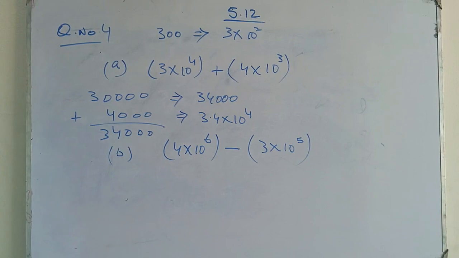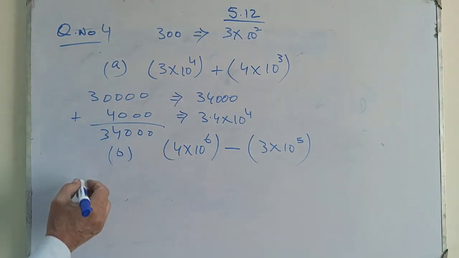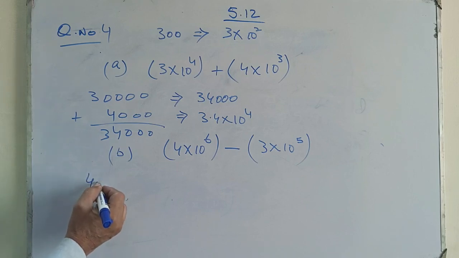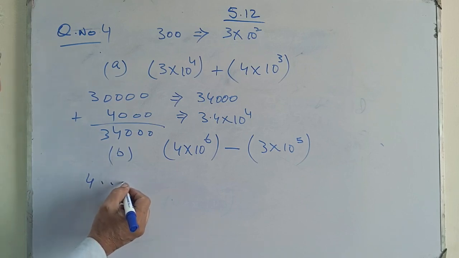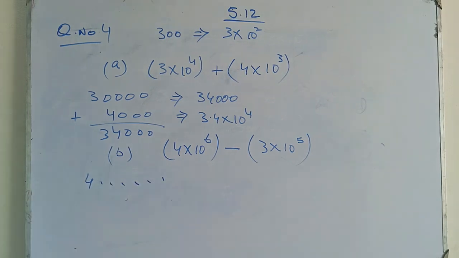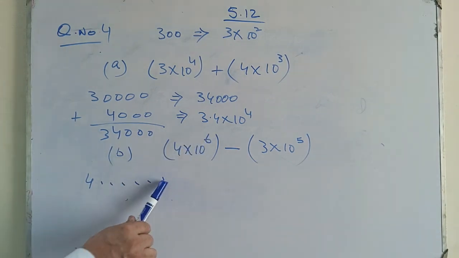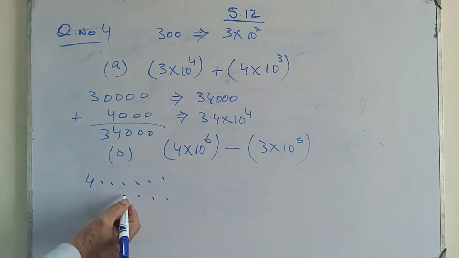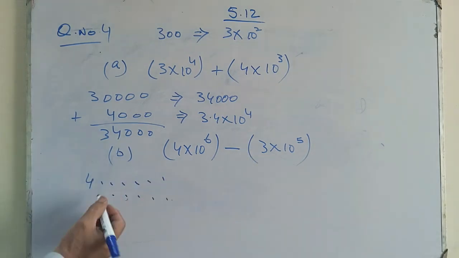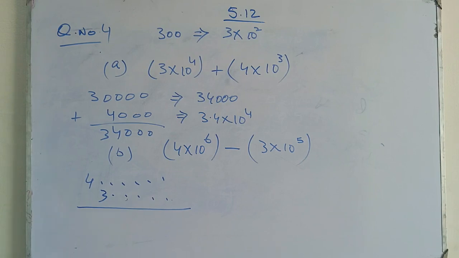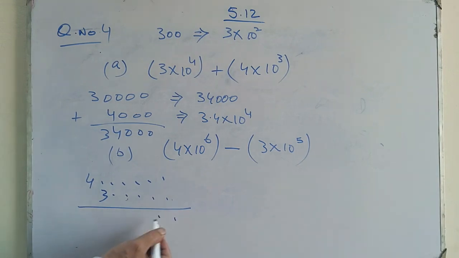What will it become? Just do it manually. 4 into how many zeros? 1, 2, 3, 4, 5, 6 zeros. And then there are 5 zeros, 1, 2, 3, 4, 5 zeros, and then 3. So what will it become? 0 for 0, 0 for 0, 0 for 0, 0 for 0, 0 for 0.